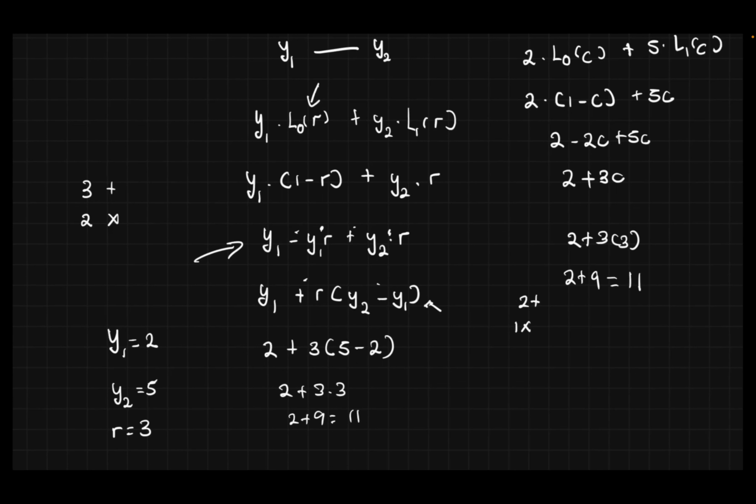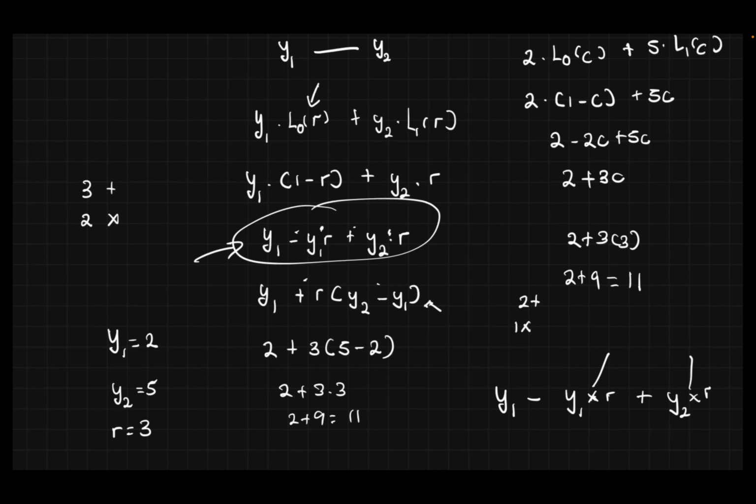So if you look at this, it's y1 minus y1 times r plus y2 times r. We have how many multiplications here? 2. How many additions? No, not 3 then, right? I thought it was 3.